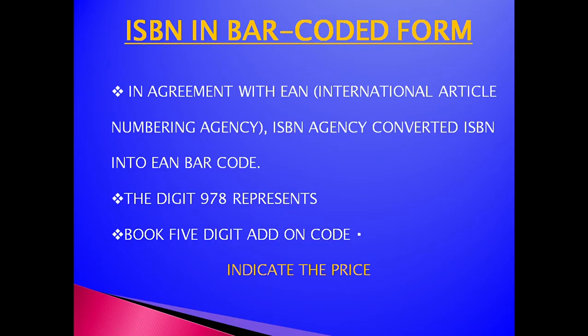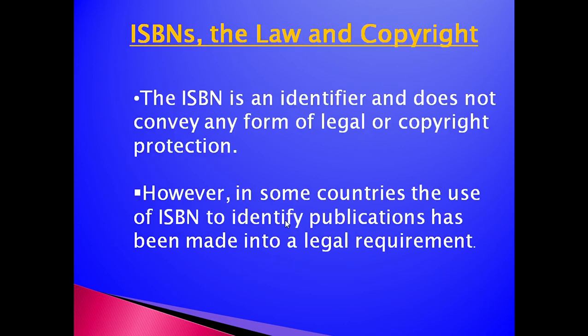So ISBN in bar-coded form. If the ISBN is bar-coded, I told you that 97 represents, and another 5 digit code indicates the price, you can see it easily.